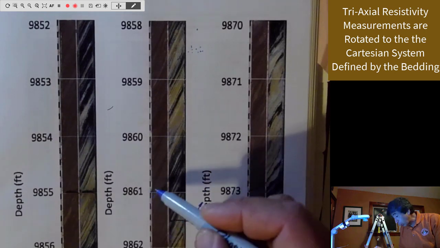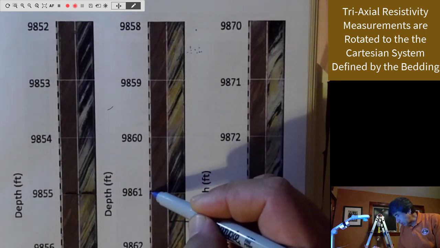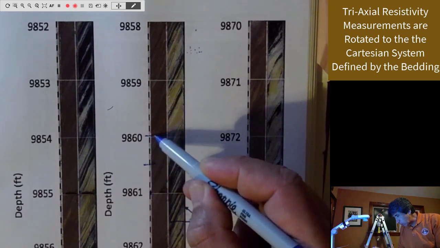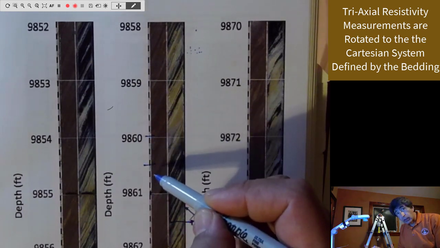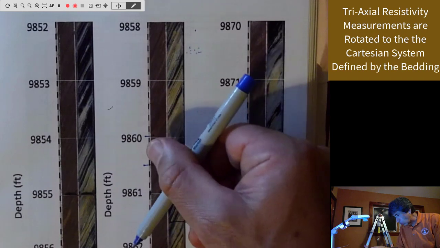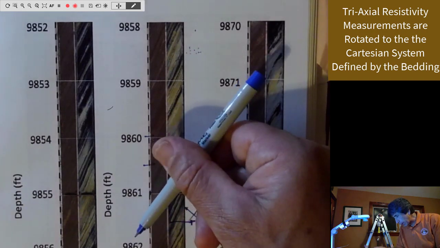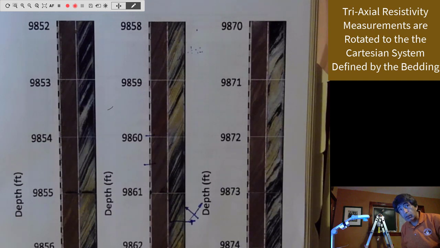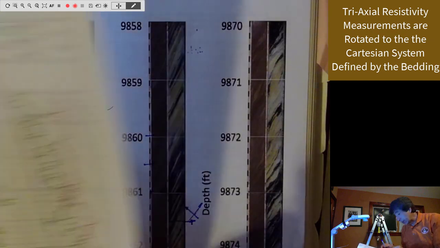Point by point, the sampling rate of the tool is half a foot. So every half a foot, the tool stays there and calculates with the triaxial resistivity measurements. It calculates the dip and azimuth. It rotates to those directions, and then it delivers the resistivities parallel and perpendicular to bedding plane, which is very important. Let me flip the page back to page 26.